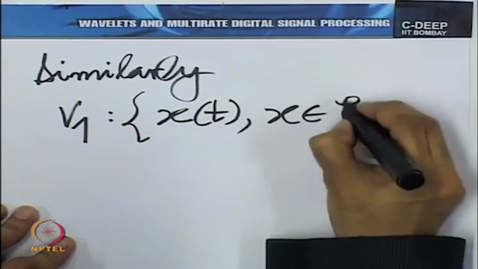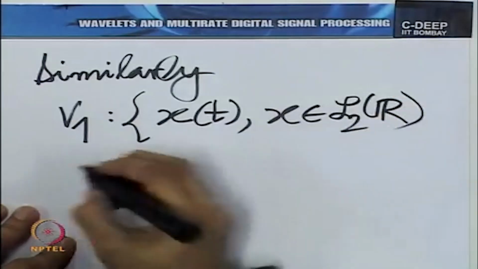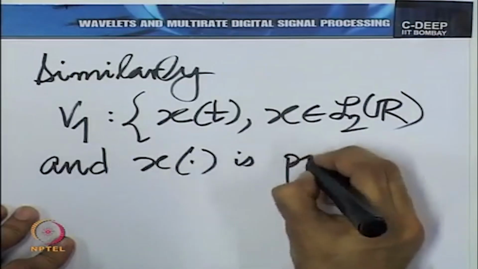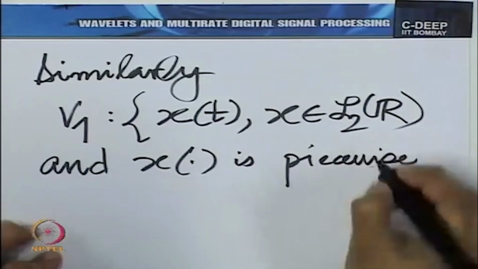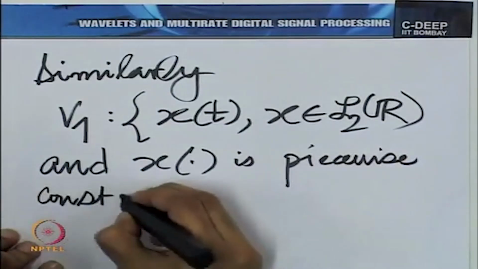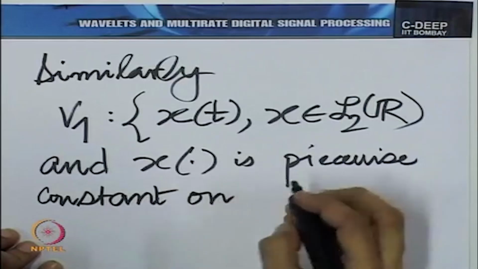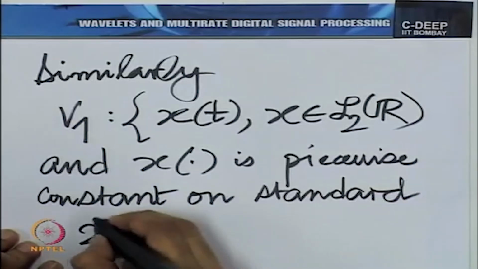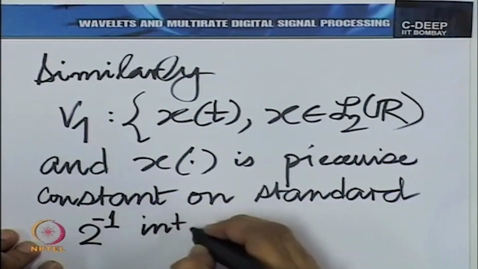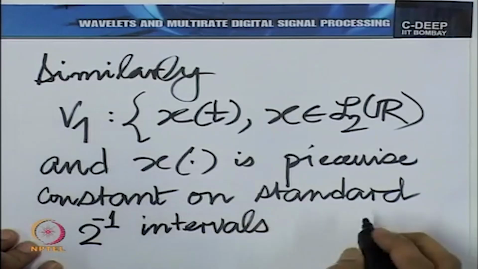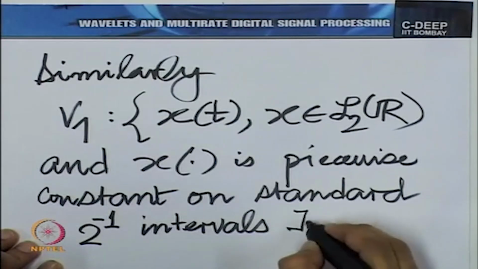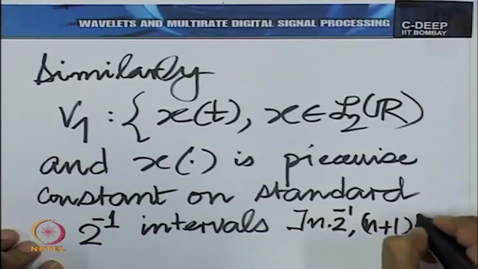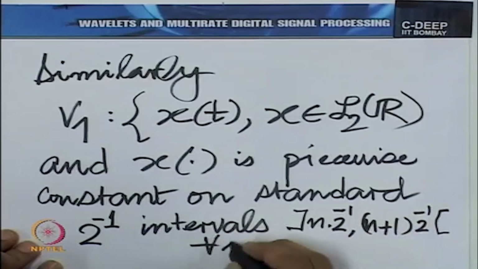x belongs to L 2 R. And x is piecewise constant on standard 2 raised to the power minus 1 intervals. That is intervals of the form n into 2 raised to the minus 1, n plus 1 into 2 raised to the minus 1 for all n integer.